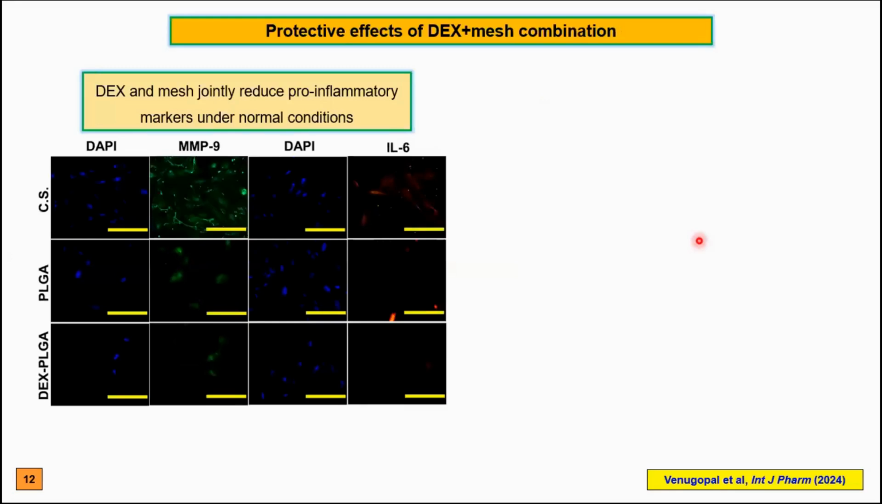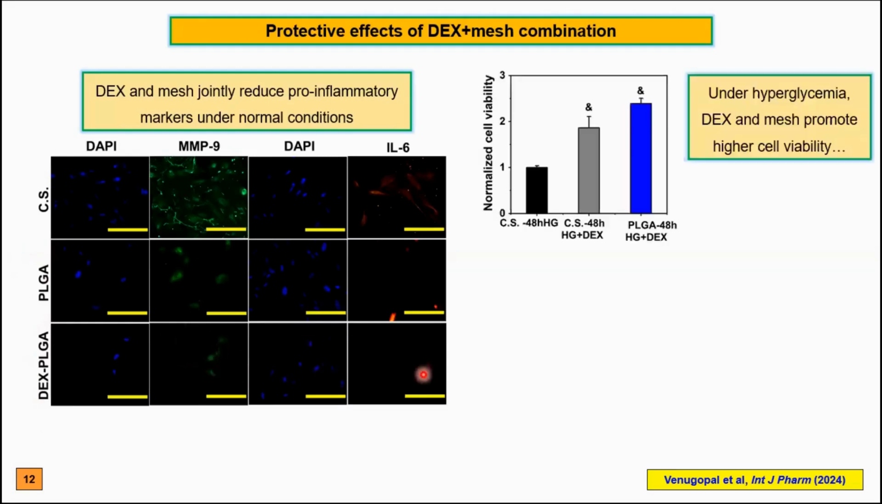So we then ask, can this drug and mesh have an effect on the cells? So again, we show that as compared to the PLGA alone, where CS is just the coverslip, as that's a control, when you have the DEX loaded into the PLGA, we see that markers for both MMP9 and IL-6, which are both pro-inflammatory markers, are suppressed. DEX and fiber together also promote higher cell viability under hyperglycemic stress.